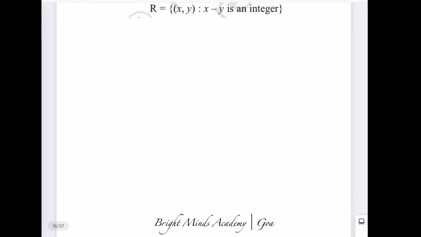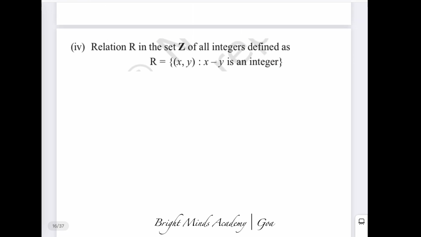Now going on to the next thing right here, we have a relation R in the set Z. Now the set Z is the set of all integers, and the relation R is defined as the ordered pairs x comma y such that x minus y is an integer. Now if you see right here, this is for the set of all integers, so we're going to prove everything in general.